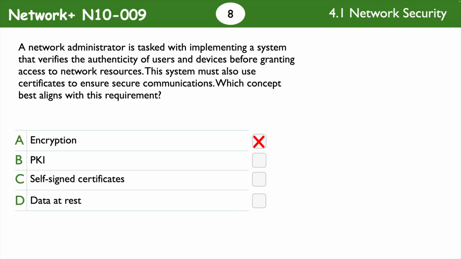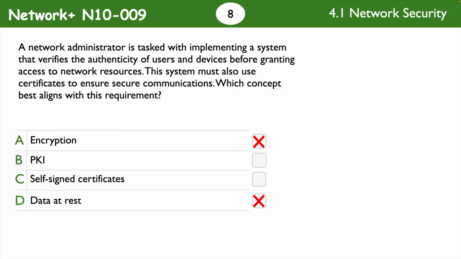And we can start with A, encryption, and that's going to secure data in transit or at rest by converting it into an unreadable format for unauthorized users. While this is essential for secure communications, it does not handle user or device authentication directly. Next, we can rule out D, data at rest, and that's going to refer to information stored on physical or virtual devices that is not actively moving through the network. It is unrelated to user authentication or certificate management, so we can rule that one out.